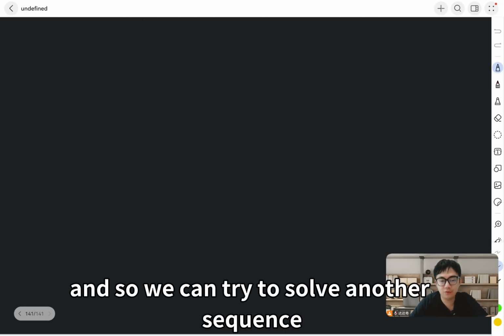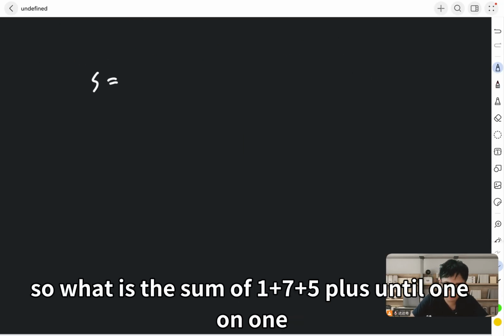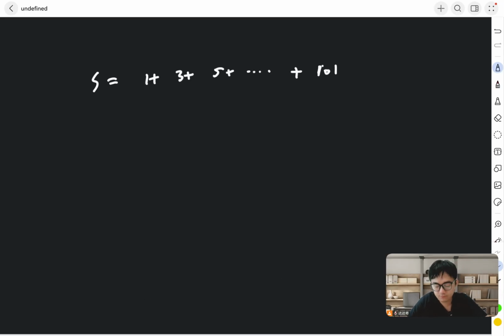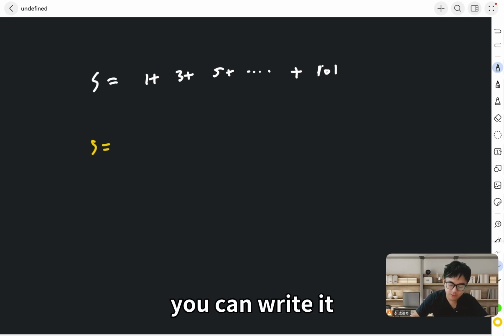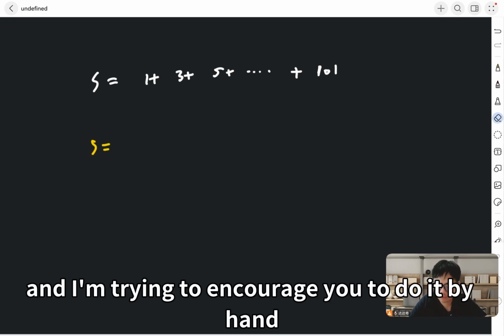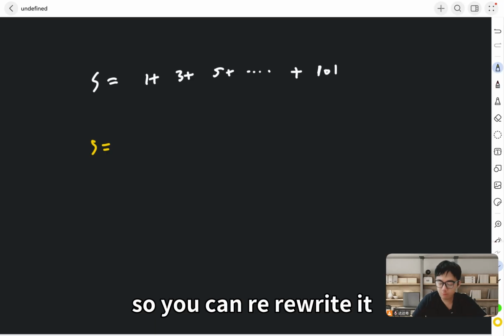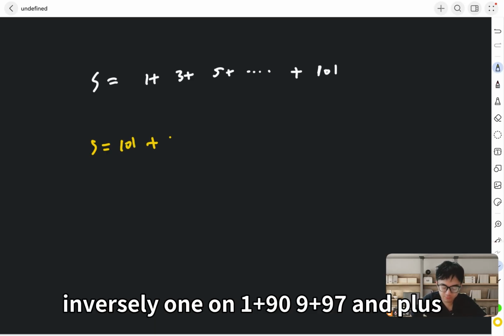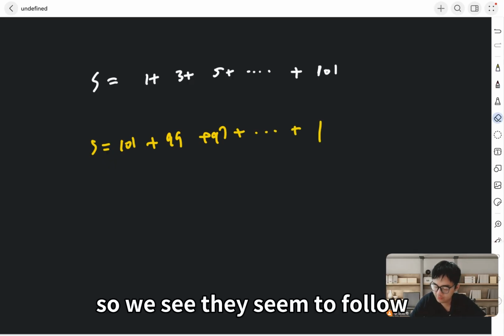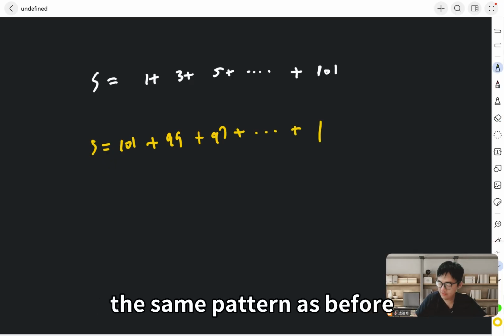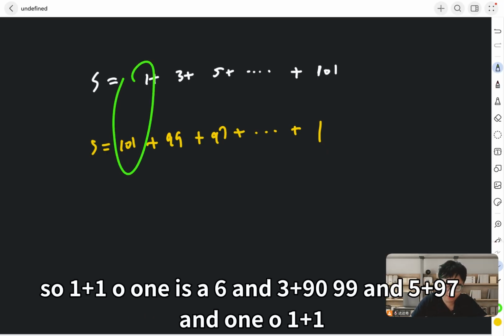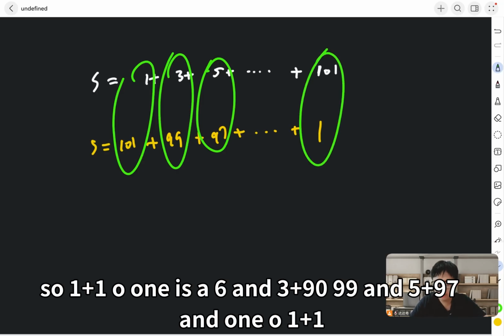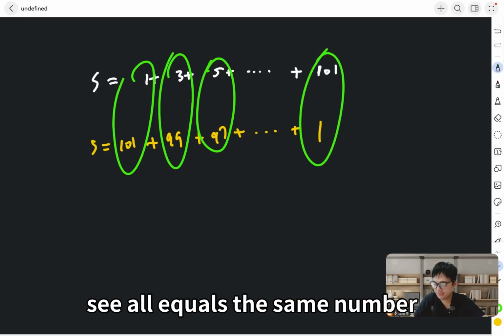And so we can try to solve another sequence. What is the sum of 1 plus 3 plus 5 until 101? Still you can write it. I'm not giving you a formula, and I'm trying to encourage you to do it by hand. So you can rewrite it inversely, 101 plus 99 plus 97 plus until 1. They seem to follow the same pattern as before. So 1 plus 101 is a set, and 3 plus 99 and 5 plus 97 and 101 plus 1, they all equal the same number.